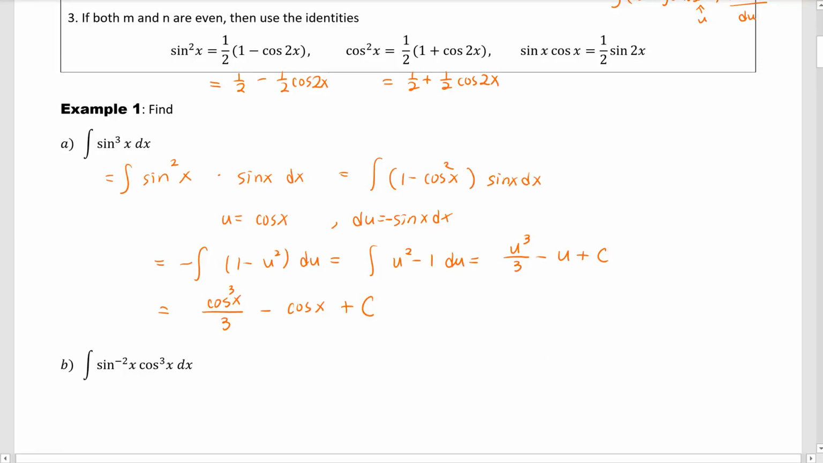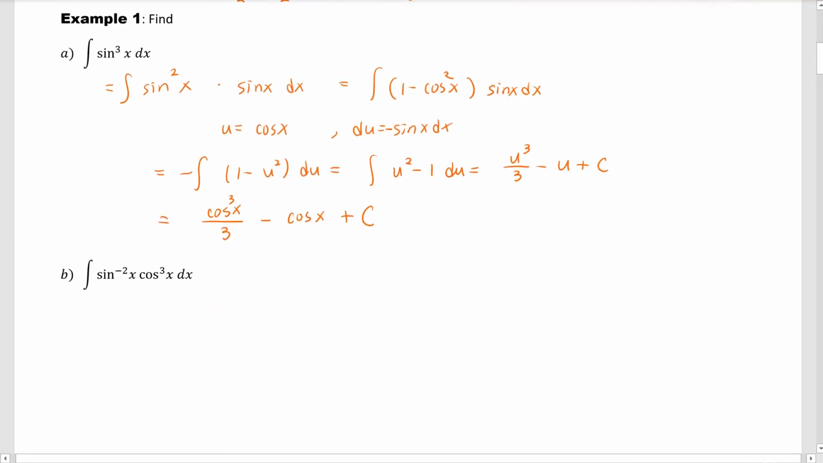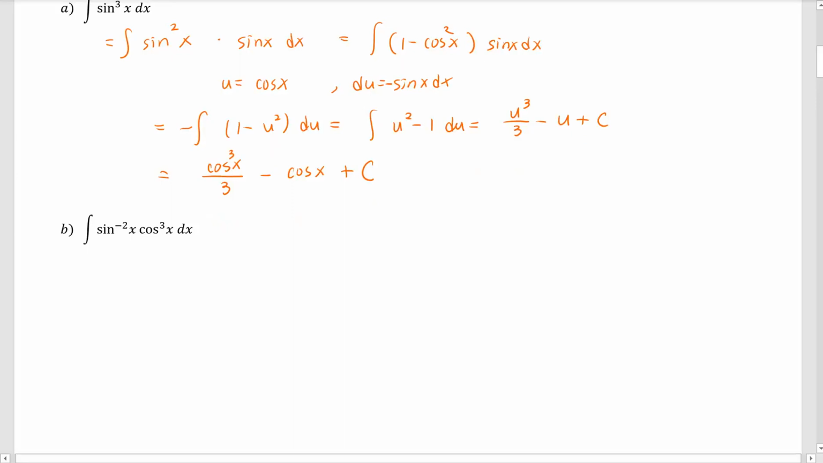Alright, let's continue. Actually, the powers don't necessarily have to be positive integers. As long as one of them is a positive integer, the method works. The other one can be negative and not necessarily an integer; it could be a fraction as well. So let's look at this one. Because the cosine is odd, we're going to split off one factor of the cosine at the end. What's left? Cosine squared.